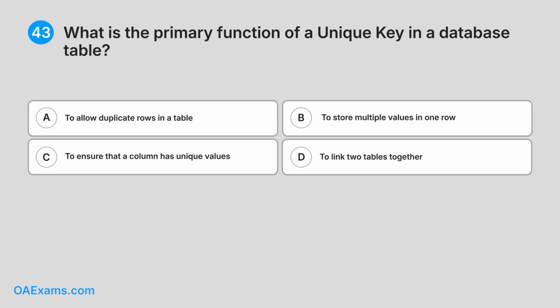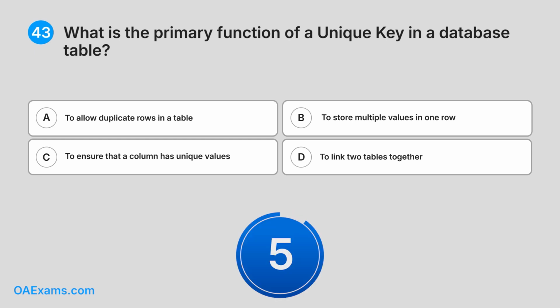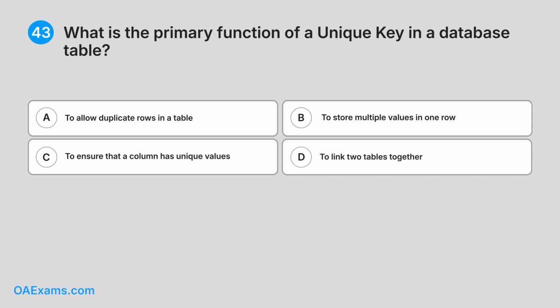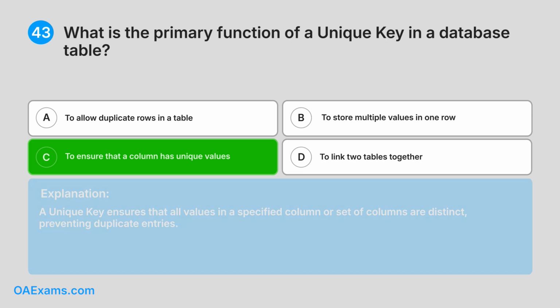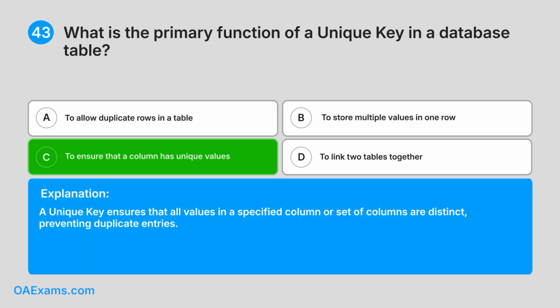43. What is the primary function of a unique key in a database table? A. To allow duplicate rows in a table. B. To store multiple values in one row. C. To ensure that a column has unique values. D. To link two tables together. What do you think is the answer? Correct answer. C. To ensure that a column has unique values. Explanation. A unique key ensures that all values in a specified column or set of columns are distinct, preventing duplicate entries.